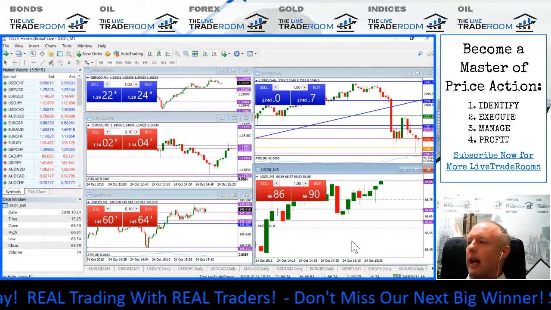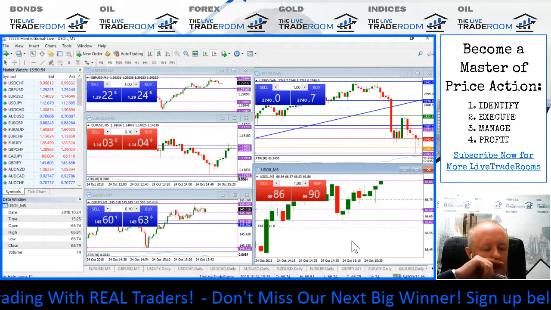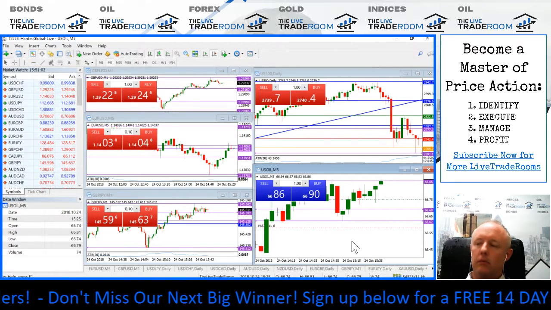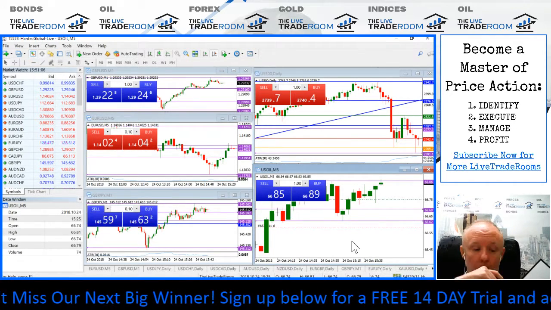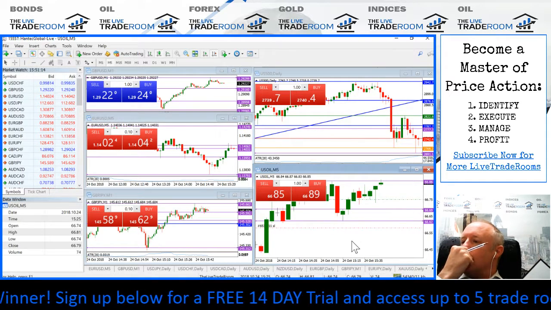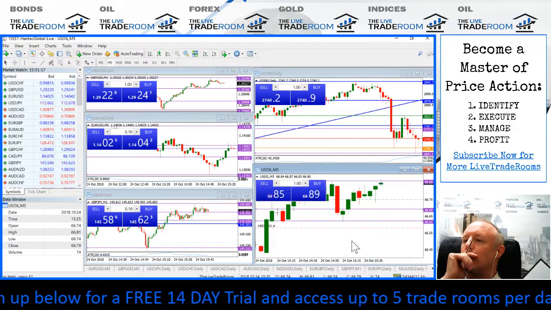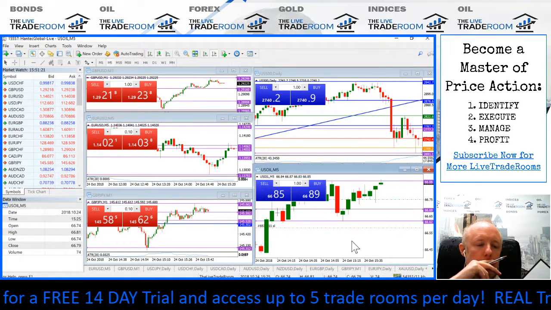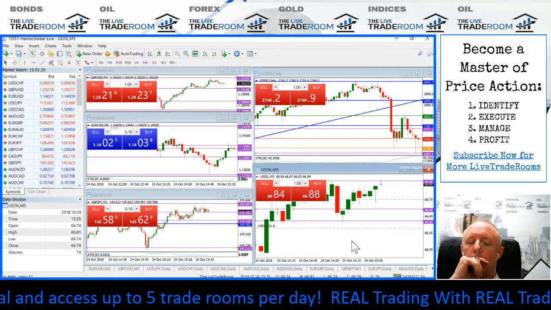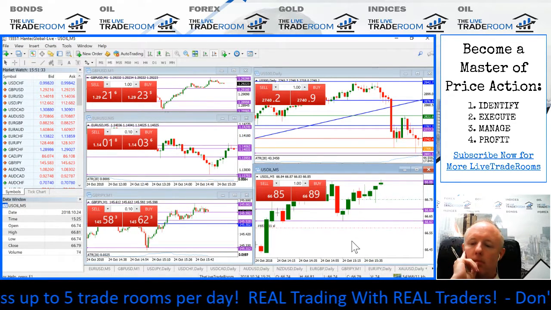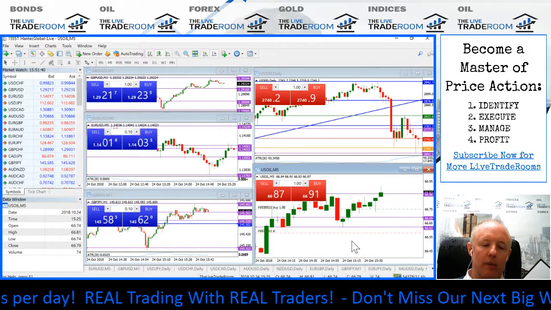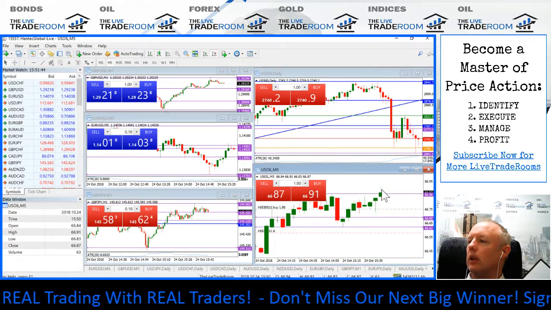So let's see if we get that close above that level. Now it seems like we're getting that little bit of a move higher. Okay, now we're getting a nice strong move higher. Hopefully we'll get a close above that level.